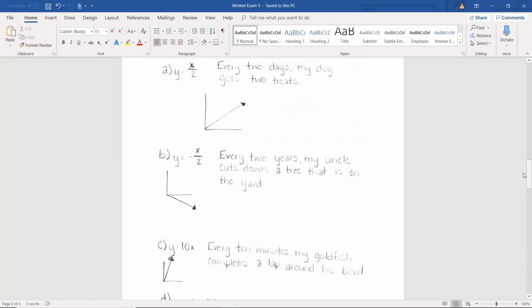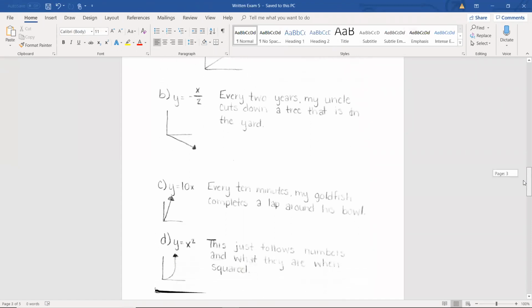In this next problem, it is y equals 10x. So this one, the slope is going to be really large. Every 10 minutes, my goldfish completes a lap around his bowl. So basically, for every 10 we get, then we add one more. On this axis, we've got 10, and we only do 1 for this. So it's a very steep axis.